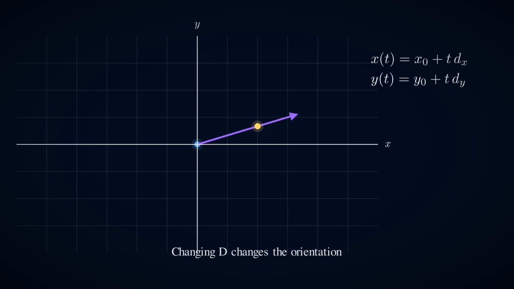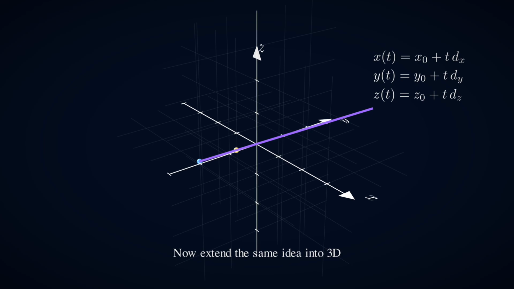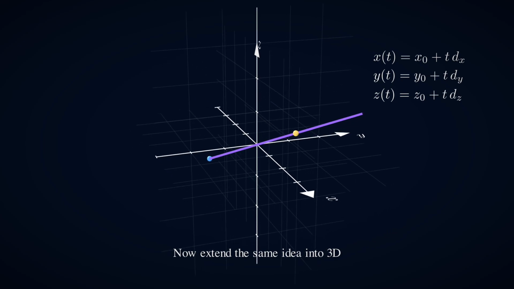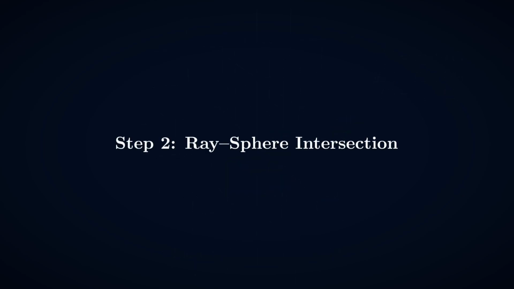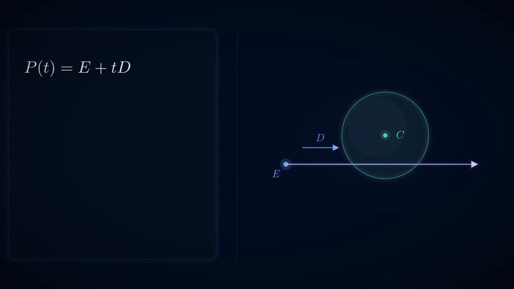Changing D rotates the ray, so the ray keeps the same form but points in a new direction. In 3 dimensions, x(t), y(t), and z(t) work together to describe that same motion through space. Step 2: ray-sphere intersection. We begin with the ray starting at E and moving in direction D. That gives the parametric equation.